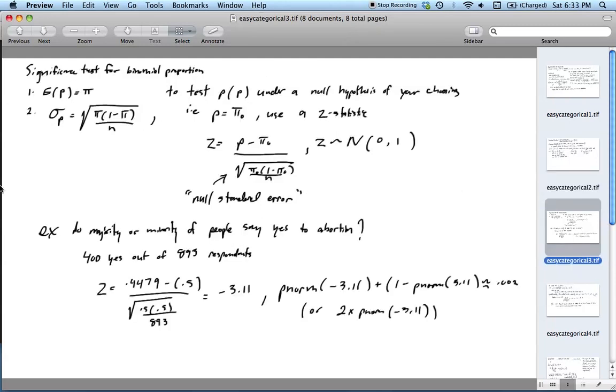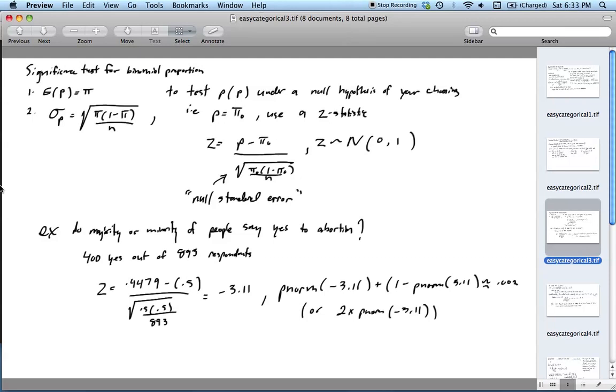He shows us a significance test for a binomial proportion. The expected value of the proportion is equal to pi. The standard deviation of the proportion is the square root of pi times 1 minus pi, over n.